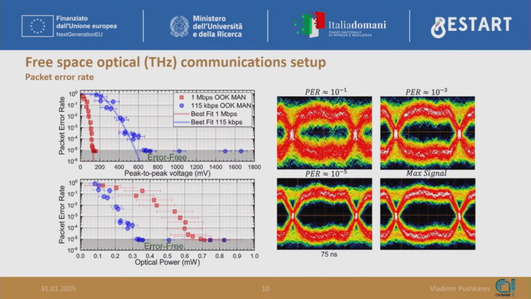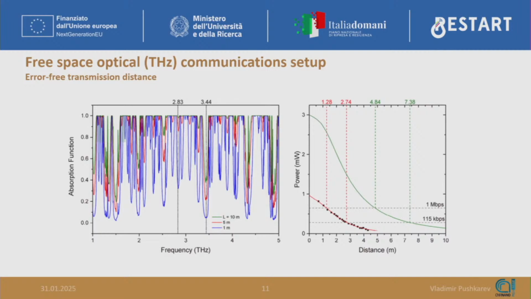If we record the packet error rate as a function of the signal amplitude, we can retrieve the values of the optical power at which the system operates below the error-free threshold. The two eye diagrams at the bottom correspond to these high optical power values, within the error-free range. Taking these values, and also employing the specific propagation model, we can estimate the error-free communication length or distance for our system, which appears to be 128 and 274 centimeters for 1 megabit and 115 kilobits per second respectively.